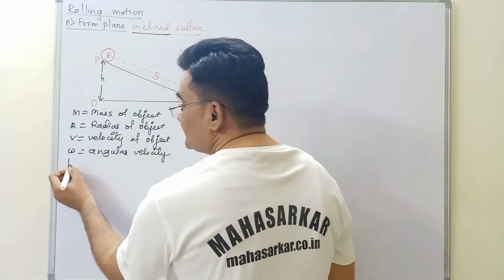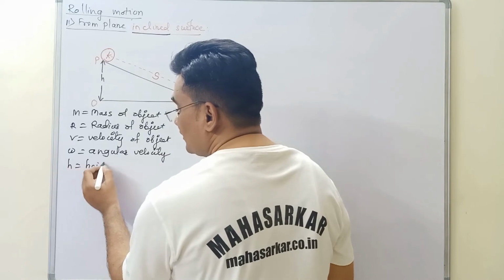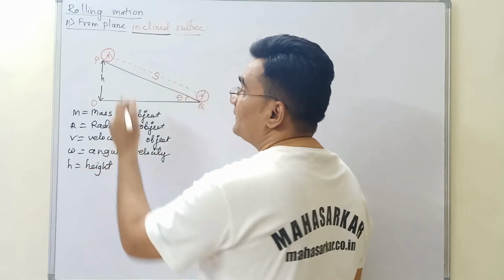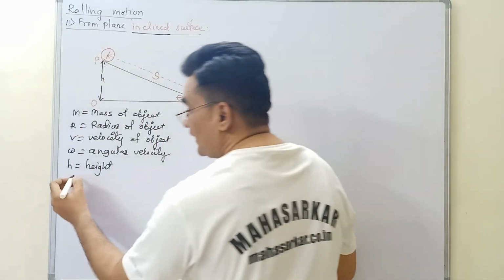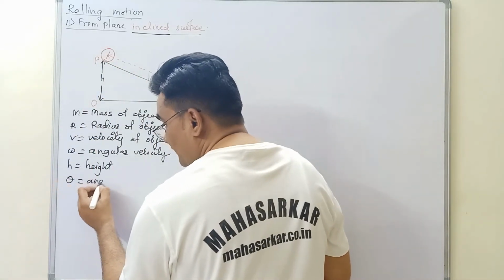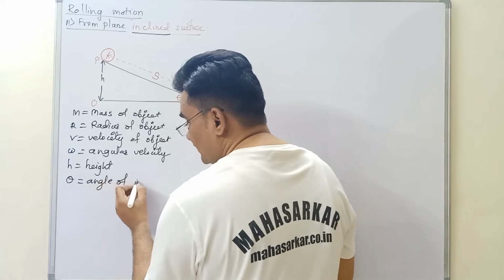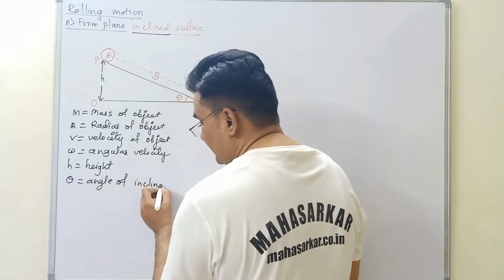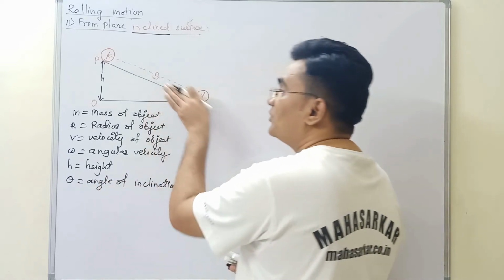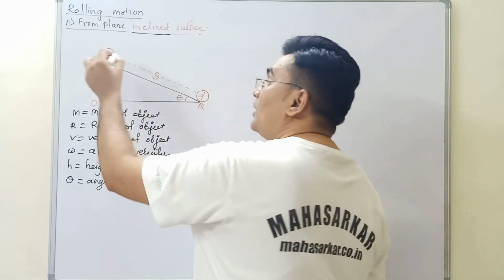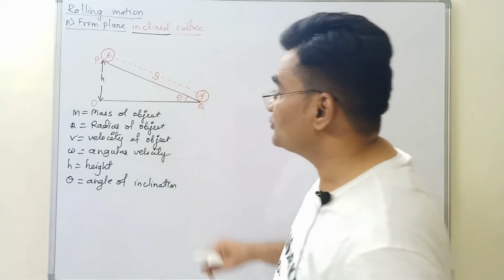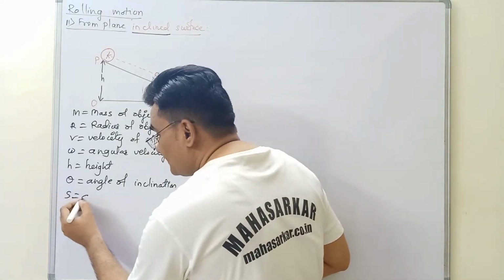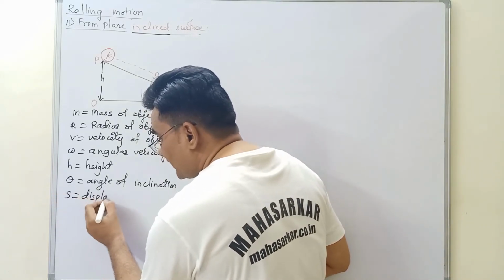Now h is the maximum height of the object from where it is going to incline, and theta is the angle of inclination. Theta is the angle of inclination; it is inclined by that many degrees. When the object comes from point P to point Q, it has covered a distance equal to s. So let s be the displacement of the particle.